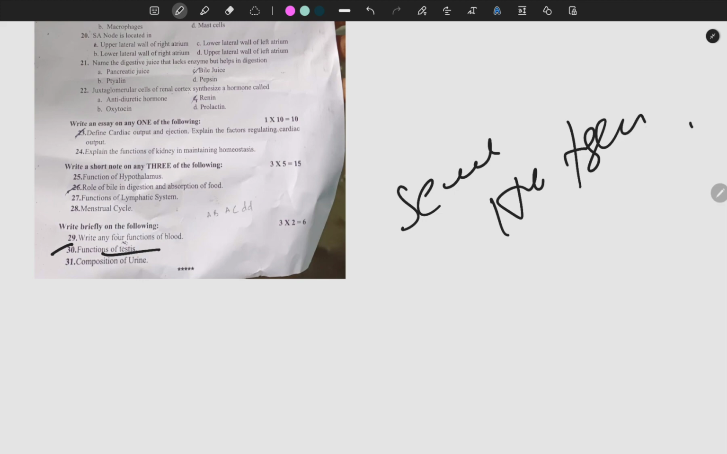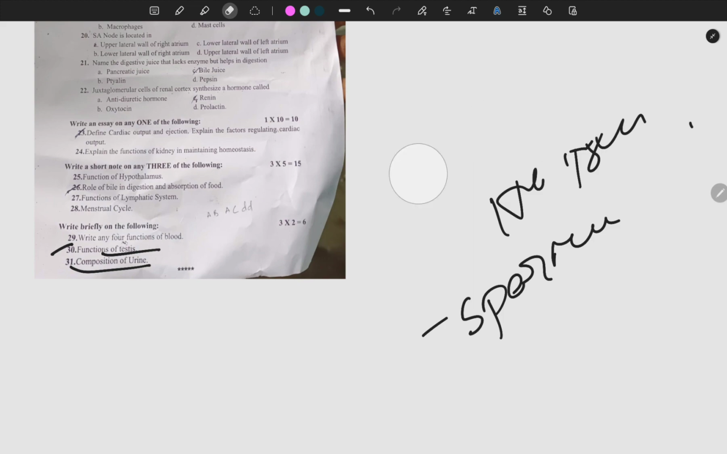And the next one is the testis. What is the function of the testis? Secretion of the hormone testosterone, and formation of sperm, sperm cells.